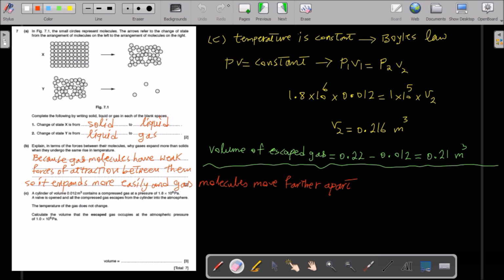This is the second situation. Now, what is the volume of escaped gas? For volume of escaped gas, you have to subtract the first volume from the second volume. So in second situation, you will get 0.216, which is nearly equal to 0.22 meter cube. Subtract 0.012, you will get 0.21 meter cube. So this is the volume of escaped gas.